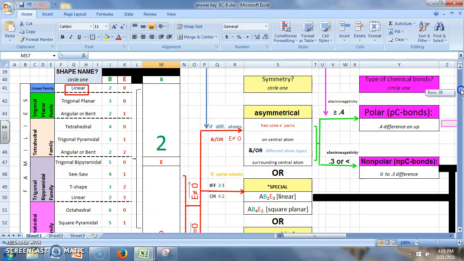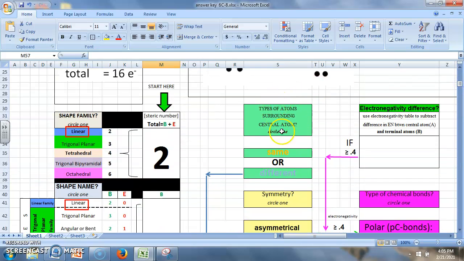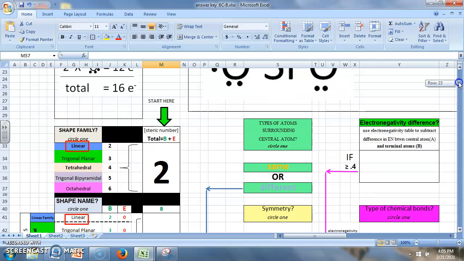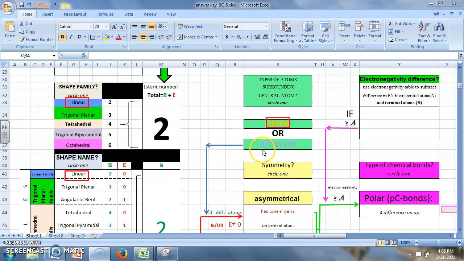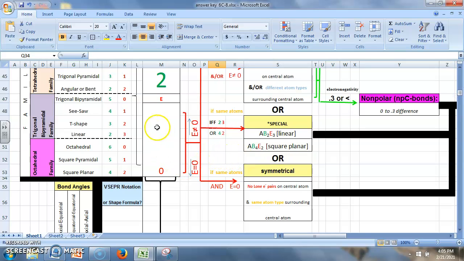When we take a look at where we're going next on this thing, first of all, we want to look, are they the same atoms surrounding the central atom? Well, we have 2 oxygens surrounding the same central atom, so yes, they are the same atom. So I've circled same atom here. When they're the same atom, that means we're heading towards symmetrical if there are no lone pairs. So here's the no lone pairs. I come out of the no lone pairs. If the lone pairs are not 0, I go up this way. If the lone pairs are 0, I go down this way. Well, there are no lone pairs, so I'm going down here.